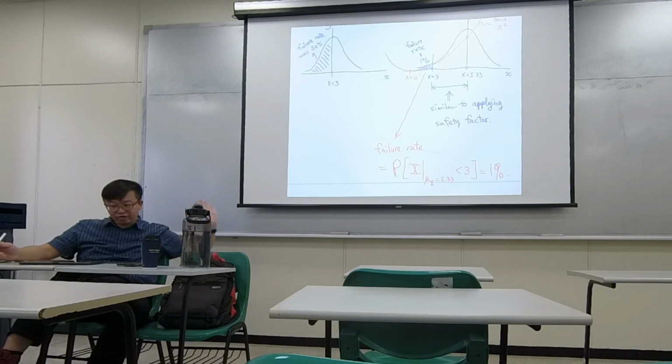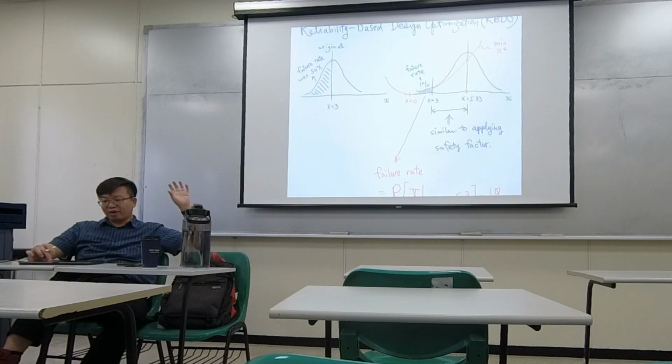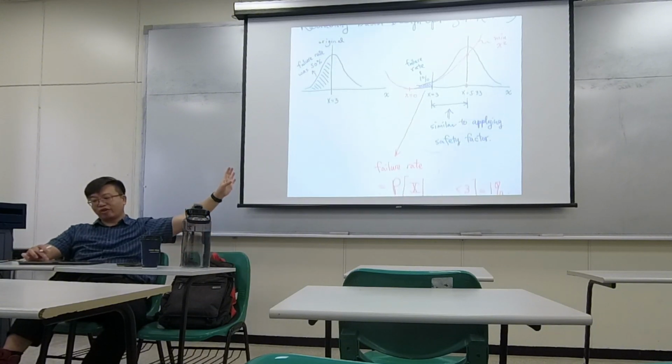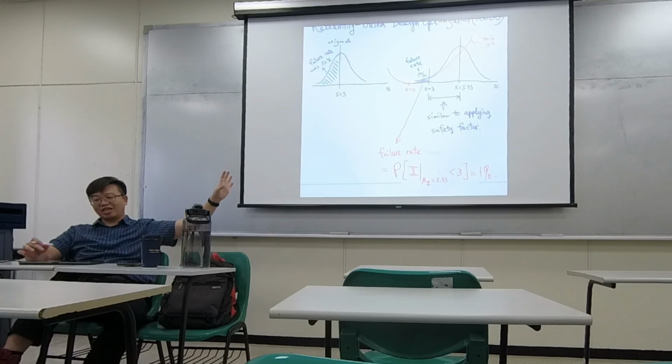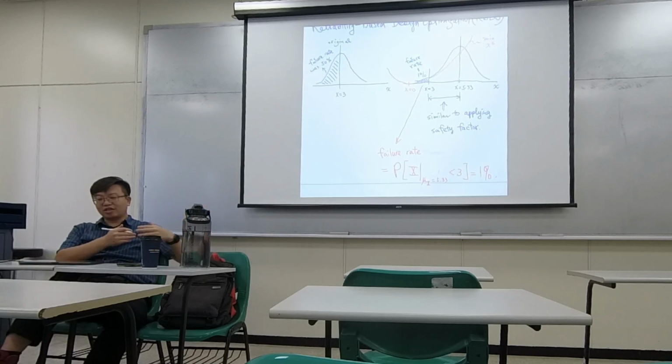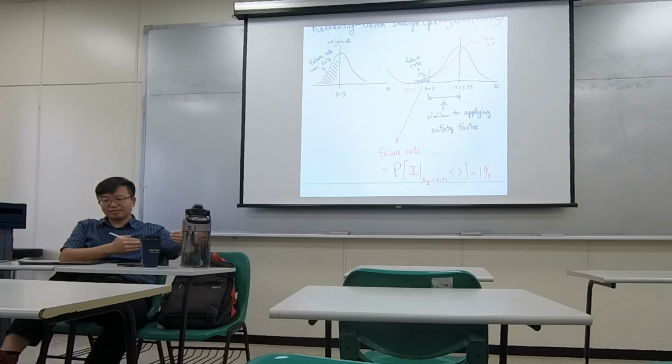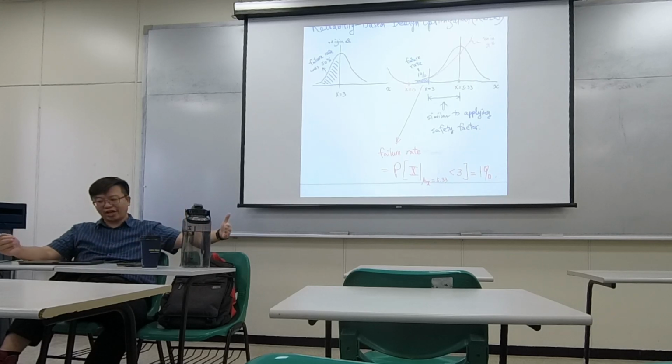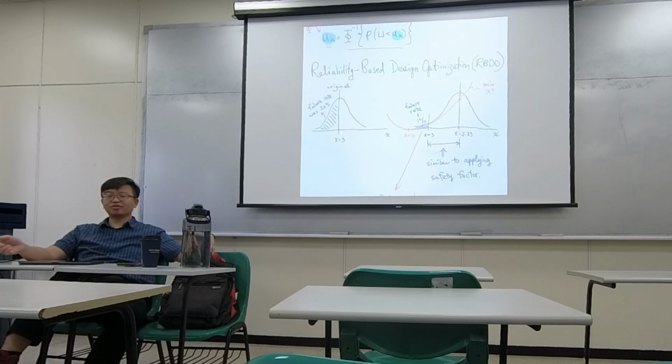So if I shift my design point right to 5.33, I give myself a safe margin. The concept is just like a safety factor, but it's precisely determined. I need to move right to 5.3. Okay, so that's basically RBDO.